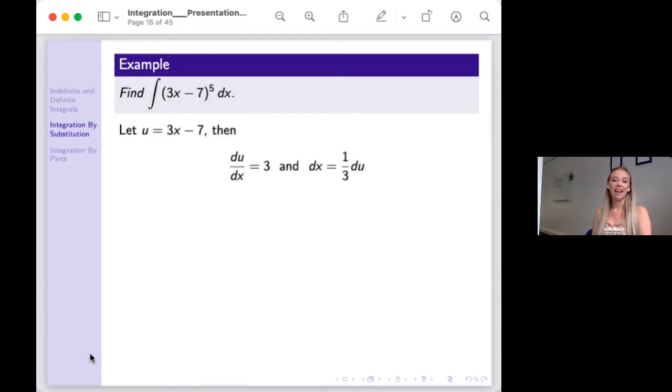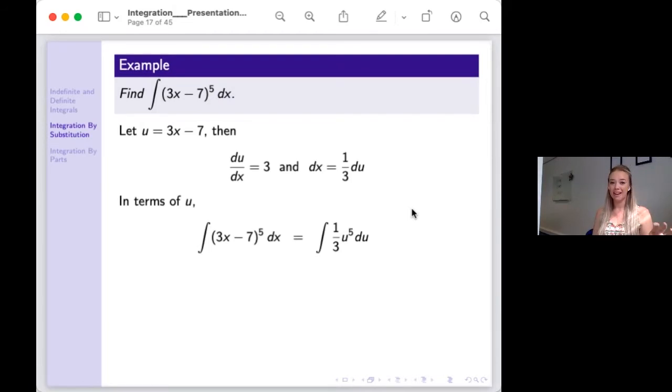So in this method, we'll let u equal that part in the bracket, so 3x minus 7. An easy thing to do, if we differentiate u with respect to x, we get a 3. So if I rearrange that for dx, I get 1/3 times du. And I'm going to change all of this equation and just write it in terms of u. So that's why I wanted to rearrange it for dx. So now dx is 1/3 du.